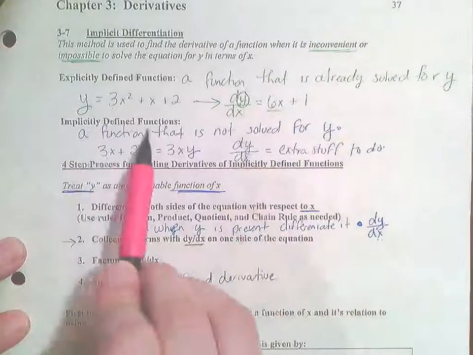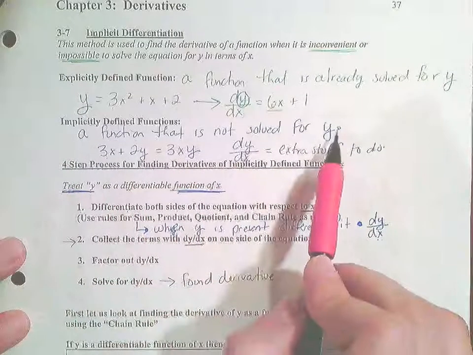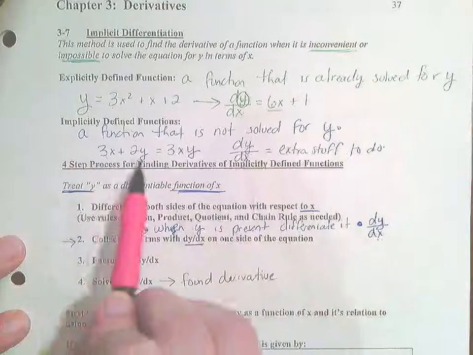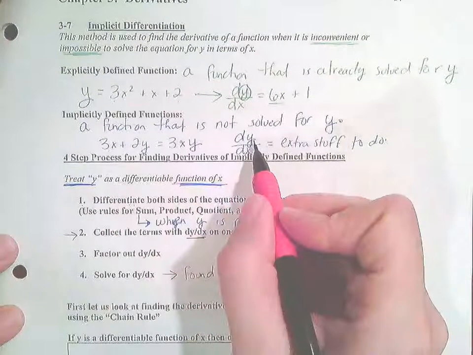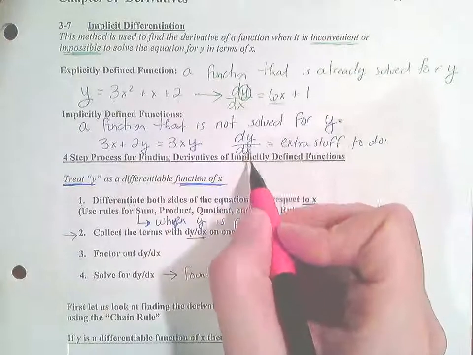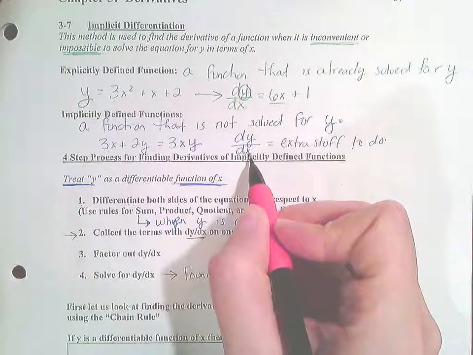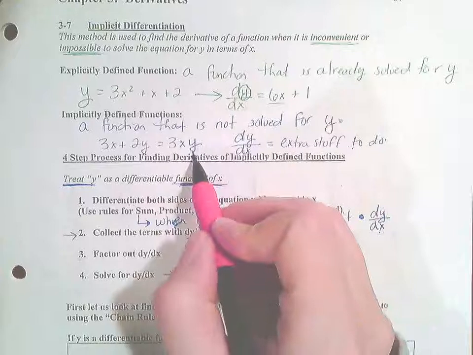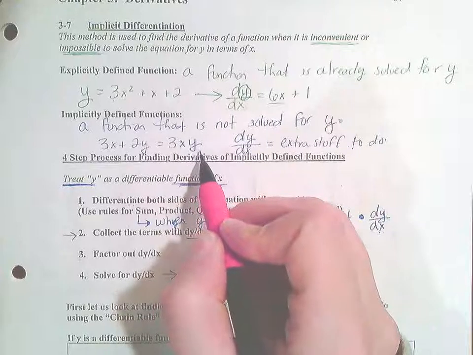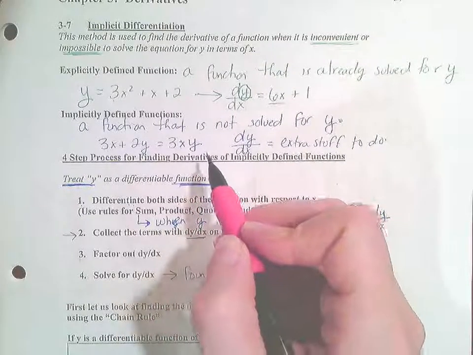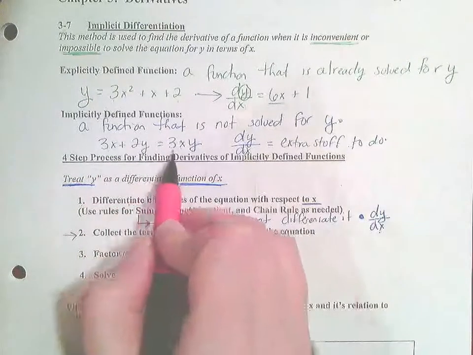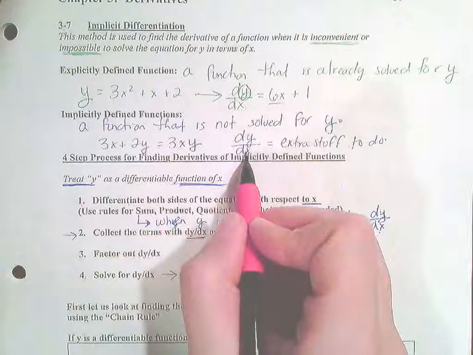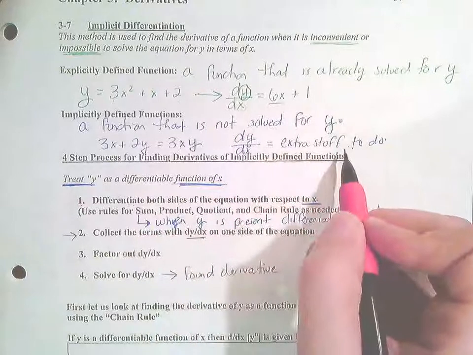Now, an implicitly defined function is a function that is not solved for y. That means y is hidden somewhere inside of the function. So we can't really find dy dx directly, because y is hidden. y is unknown. We don't know what y truly equals. So when you have an implicitly defined function, to find dy dx, we do have some extra stuff to do.